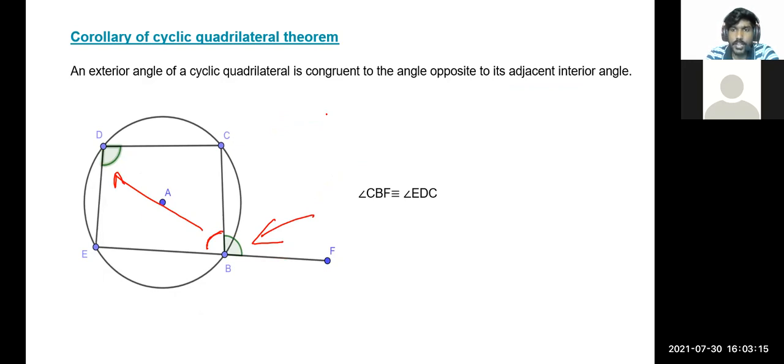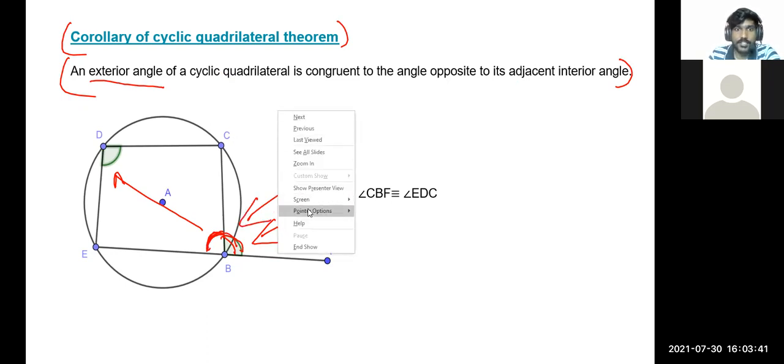Yes. Okay, write down the statement. Write down the corollary of the cyclic quadrilateral theorem. Here, isn't it a linear pair? Why is it congruent? Here this and this are in a linear pair. Okay, these two are in a linear pair. But what the statement is saying is the exterior angle of a cyclic quadrilateral, that is this one, is equal to this one.